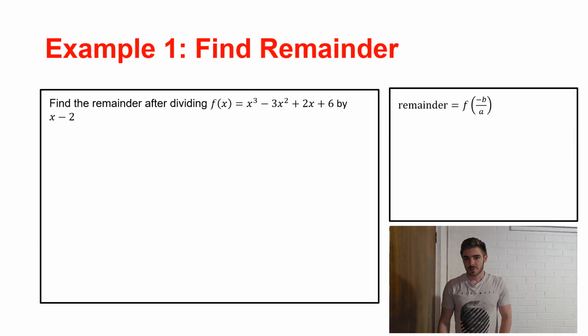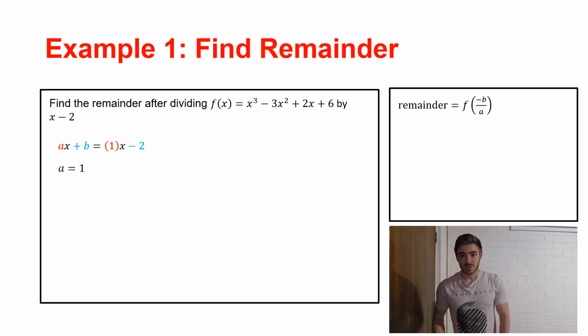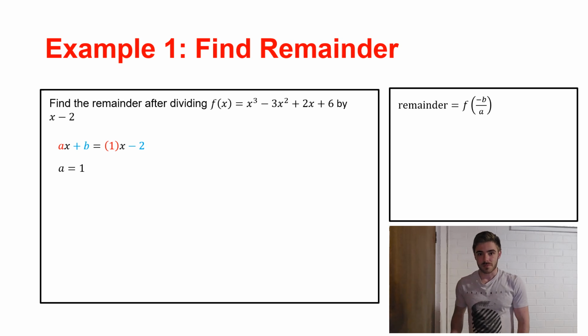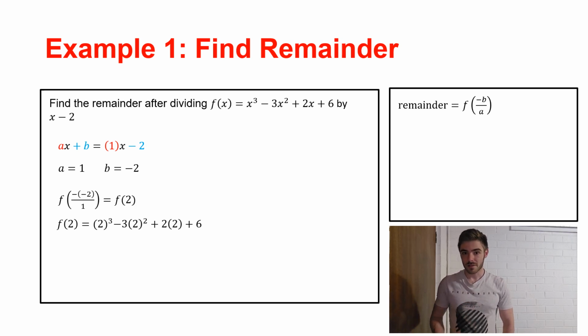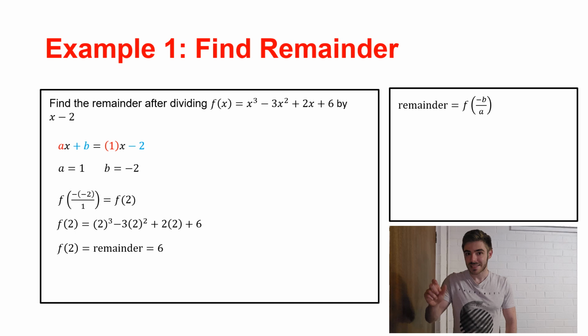As a quick example, if we had this cubic divided by x minus 2, then the first step of doing the remainder theorem is just figuring out what is a and what is b. A is always going to be the coefficient on the x, which in this case gives us a equals 1. And b is always going to be the constant as part of the linear term, which in this case means that b is negative 2. So to find the remainder, all we do now is sub in our values for a and b into the remainder theorem, and whatever the result is, that's the remainder, which in this case is 6.